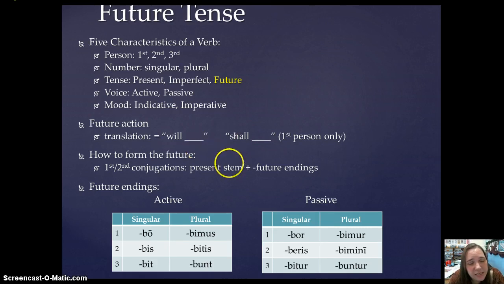So since we are learning today how to form the future for the first 2 conjugations, what you need is your present stem, and then you need to add your future endings. Okay, so the present stem for the first 2 conjugations is the second principal part minus the -re. And then you add these future endings on there. So the future endings for the active are -bo, -bis, -bit, -bimus, -bitis, -bunt. And in the passive: -bor, -beris, -bitur, -bimur, -bimini, -buntur.